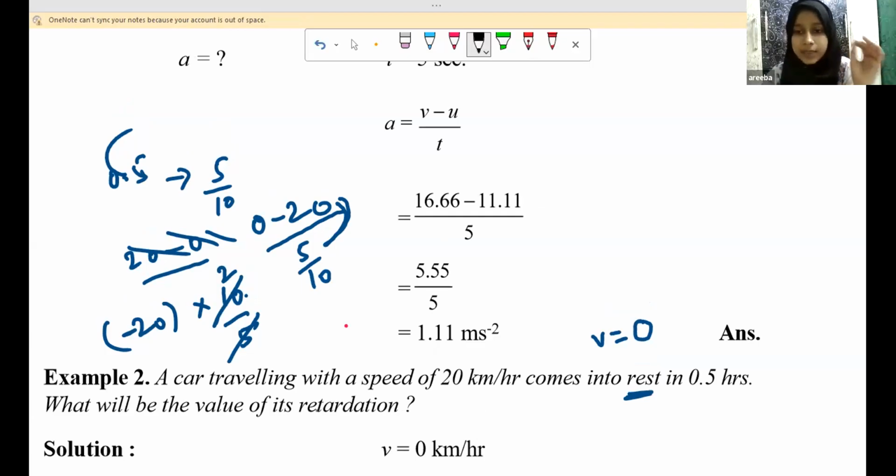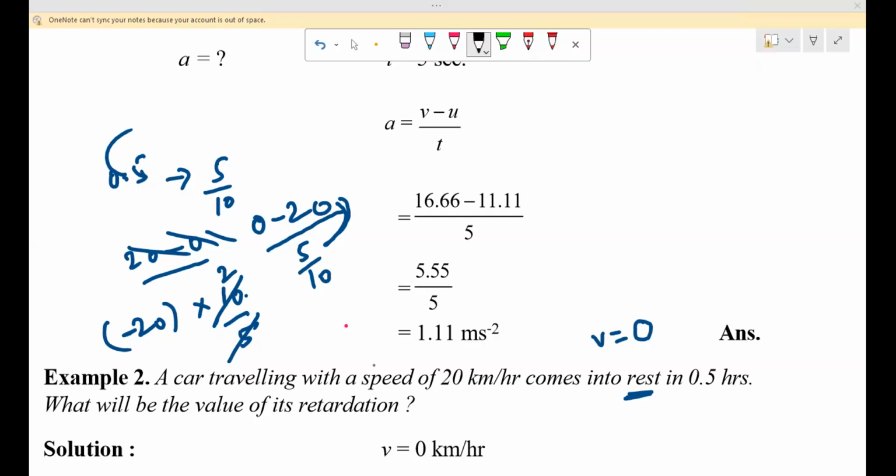That means whatever be the value we're going to calculate, we have to put the sign negative. So tell me the formula. 0 minus 20 upon 0.5. Correct? Chalo, calculate it and tell me the answer. First, write what is given. V will be 0, right? U is given as 20 kilometer per hour. Then write the actual formula and then put the values. Then calculate.